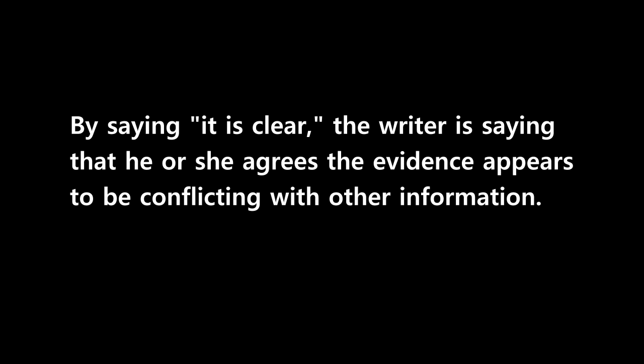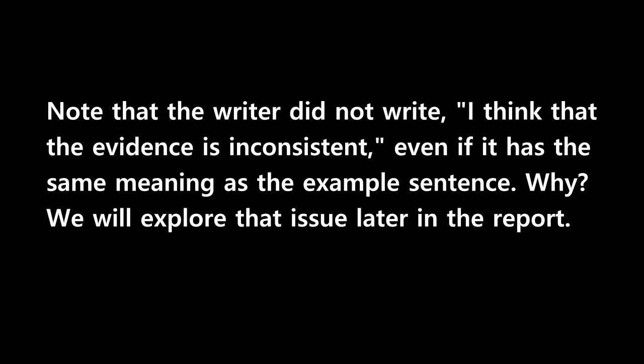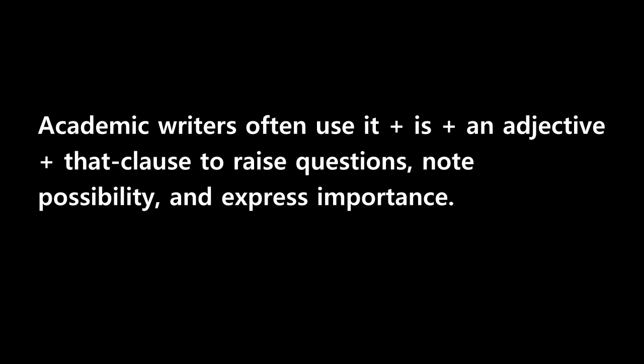The adjective clear suggests the writer's judgment. By saying it is clear, the writer is saying that he or she agrees the evidence appears to be conflicting with other information. Note that the writer did not write, "I think that the evidence is inconsistent," even if it has the same meaning as the example sentence. Why? We will explore that issue later in the report.